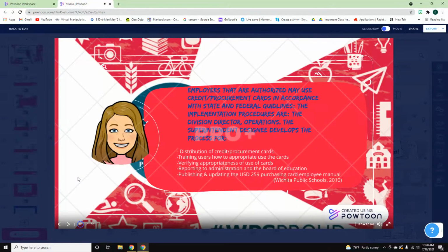Authorized employees may use credit procurement cards in accordance with state and federal guidelines. For implementation, the division director of operations, the superintendent's designee, develops the process for the distribution of credit procurement cards, training users how to appropriately use the cards, verifying appropriateness of use, reporting to administration and the Board of Education, and publishing and updating the USD 259 Purchasing Card Employee Manual.